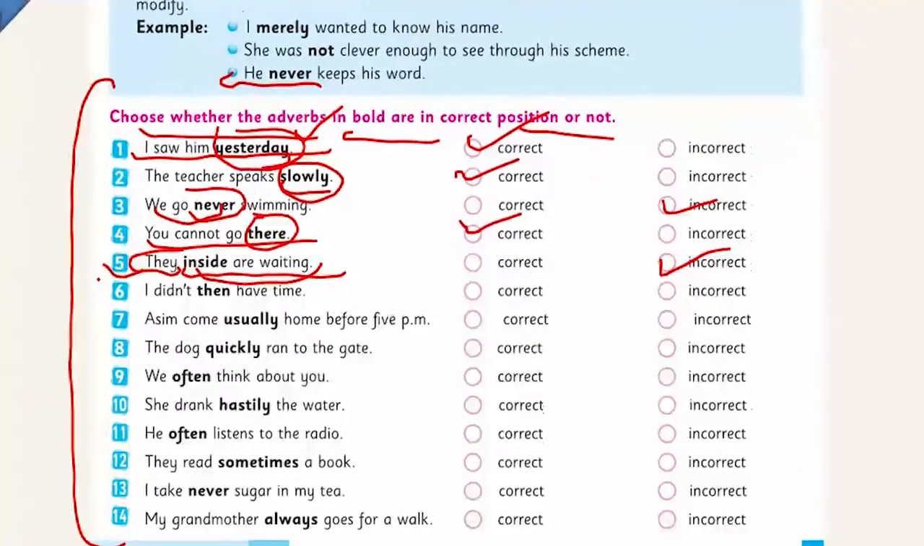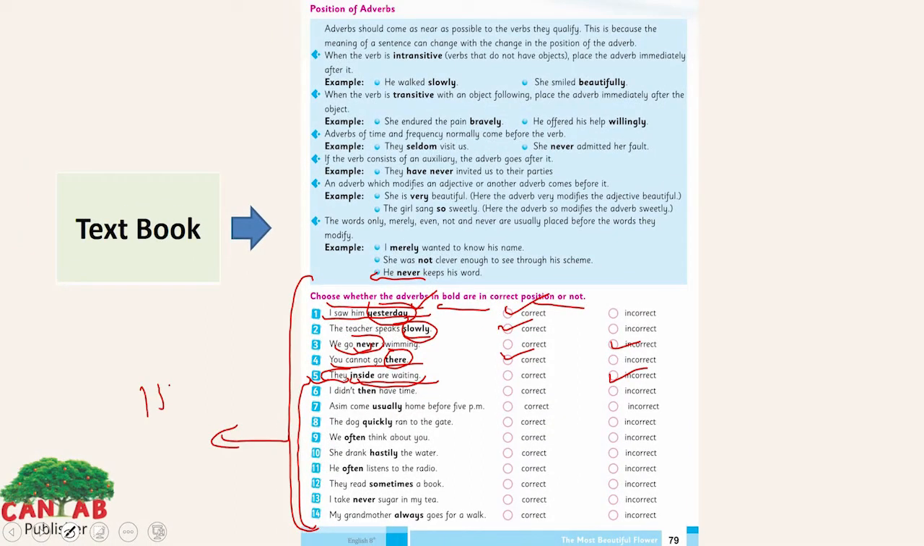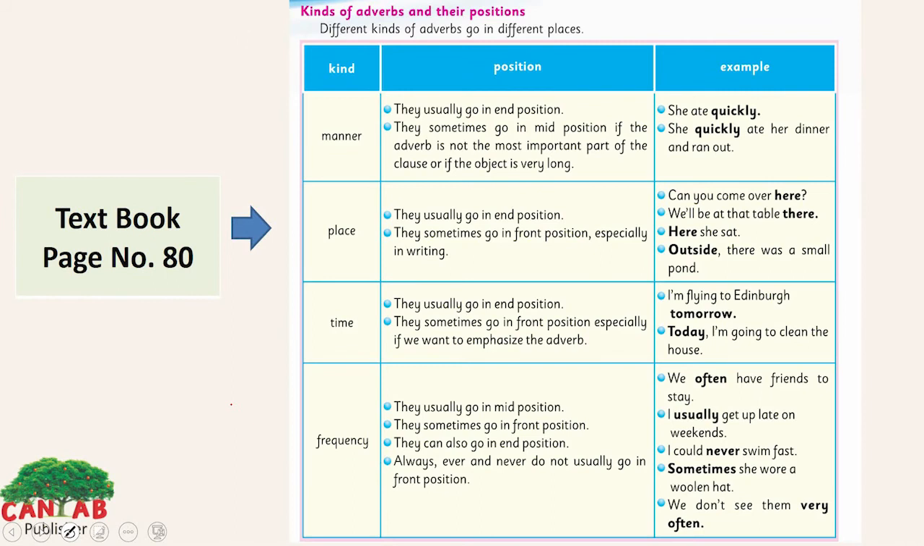From 6 to 14 sentences is your home task. I hope you will do it because we have discussed the concept of position of adverbs in detail and it will be very easy for you. Now let's move to the page number 80 of your textbook. We will discuss kinds of adverb and their position more. Different kinds of adverbs go in different places.